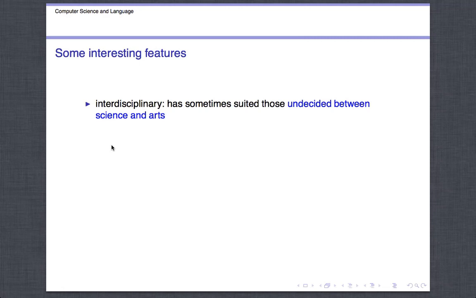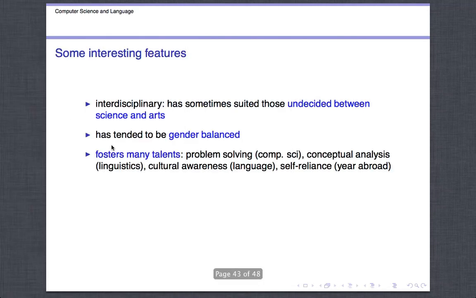Here are some possibly random but factual features of the degree that are worth noting. It certainly is an interdisciplinary degree. I think you can probably tell that from the title and maybe that little run through. It is, I imagine, probably the most interdisciplinary degree that Trinity College has on its books. Sometimes it suits someone who is undecided between science and arts and thinks, I don't want to give up one of those. It possibly suits them because it really does live in both worlds to some extent. It has had a tendency to be a gender balanced degree, maybe more so than others.